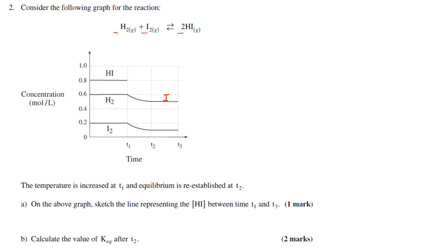This value is going from 0.6 to 0.5. So this value is 0.1. This is going from 0.2 to also 0.1. So this is 0.1 change. So these ones decreased. This one right here, HI, is going to increase by 2x, or in other words, 2 times these values right here. So this is going to go up by 0.2. It changes between time 1 and time 2. So it's going to go like this, and then reach a new equilibrium between time 2 and time 3. So this is the right answer right here.